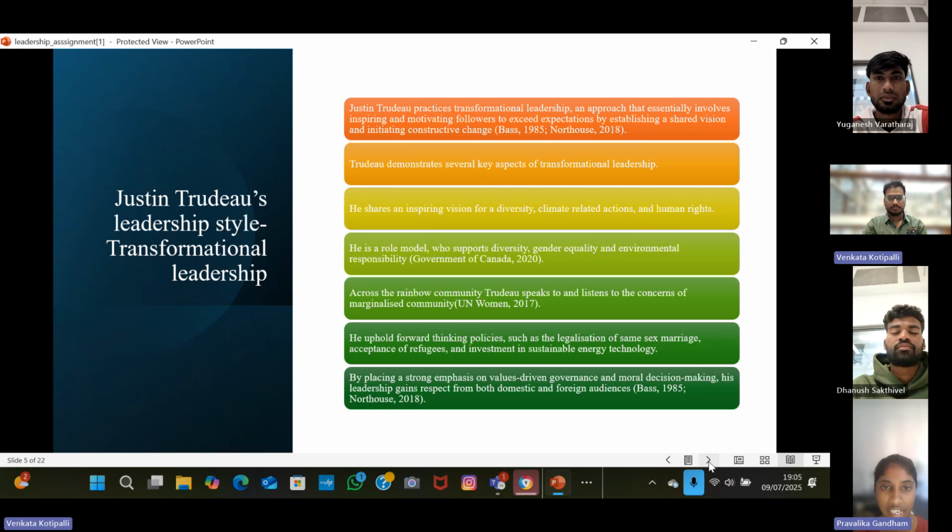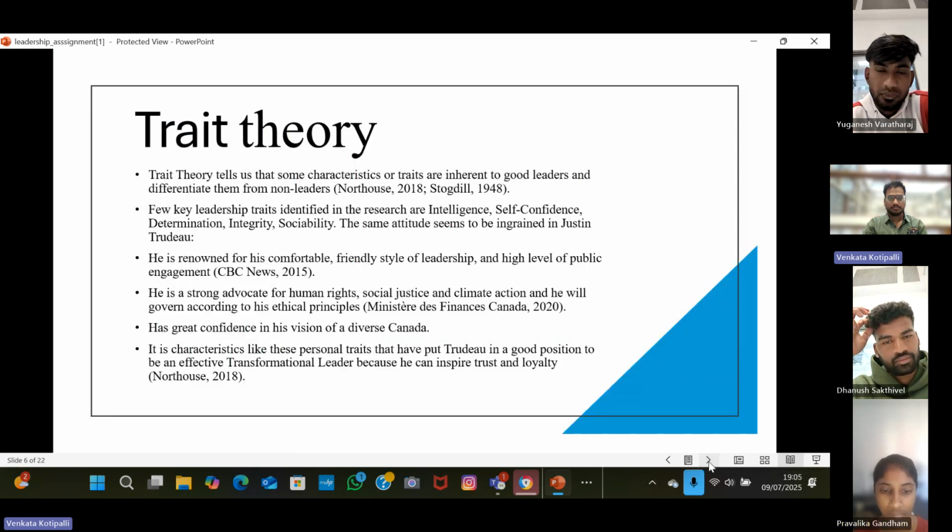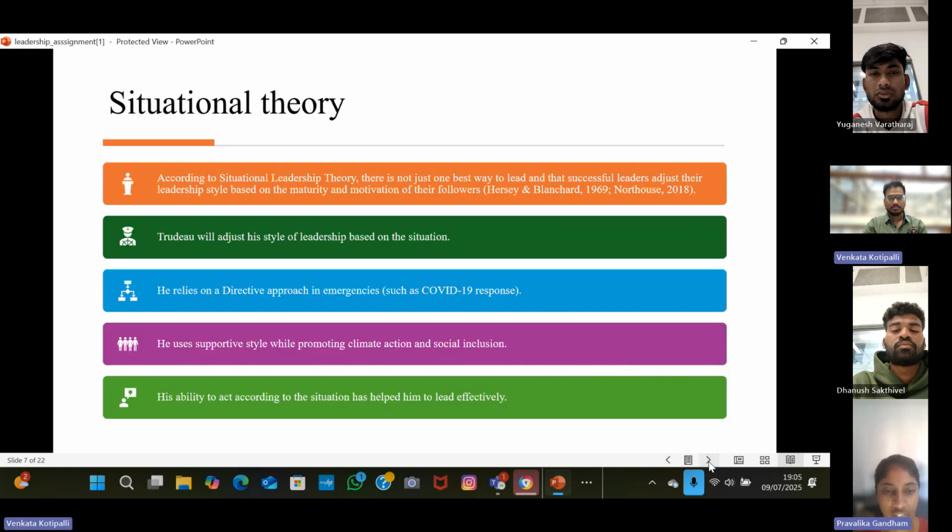The next slide is about trait theory. Trait theory suggests that certain personal qualities make someone an effective leader. Trudeau demonstrates key traits like charisma, confidence, integrity, and social ability. His approachable nature and public engagement reflect these characteristics. His belief in human rights, social justice, and environmental action shows how his traits align with transformational leadership values. These traits help him inspire loyalty and trust. The next slides will be explained by my friend Dhanush.